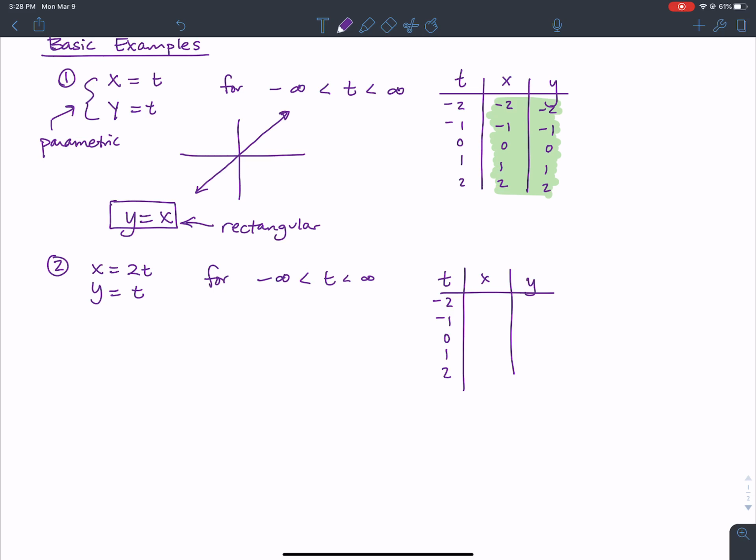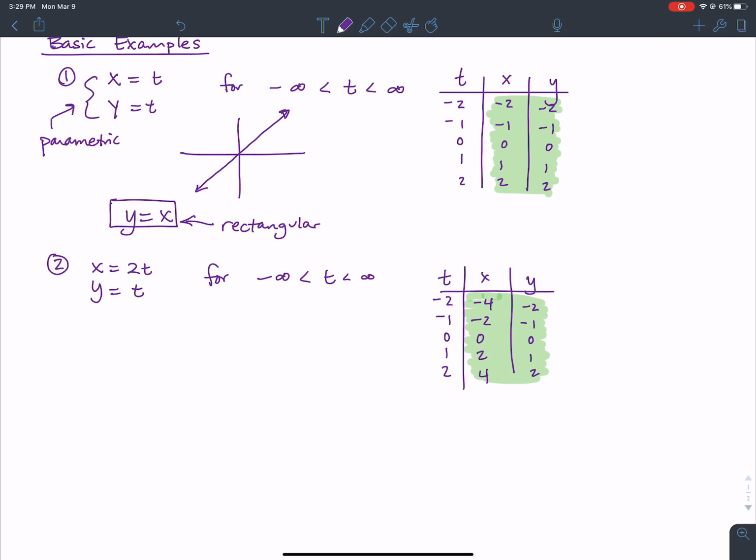All right, but for x's, if we substitute in -2, we get -4. -1, we get -2. 0, you get 0. 1, you get 2. 2, you get 4. And then for the y's, we get -2, -1, 0, 1, and 2. So now what we're thinking about is what equation would create these x and y values. So if you think about plotting these points out, -4, -2, -2, -1, 0, 0, 2, 1, and 4, 2.